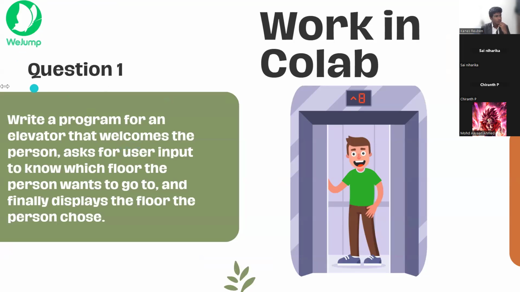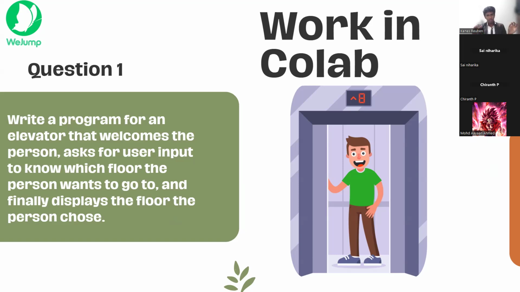First question is: write a program for an elevator that welcomes the person, asks which floor the person wants to go to, and finally displays the floor the person chose. This is not that complicated. It's pretty easy, but you can all give it a try in your Colab. What I want the code to do is that first it greets the user. Imagine that you're in a lift. It first greets the user.